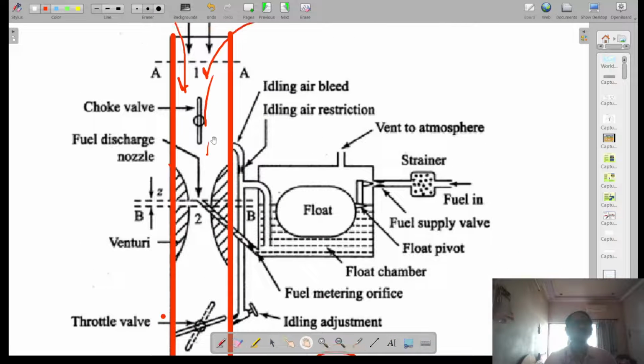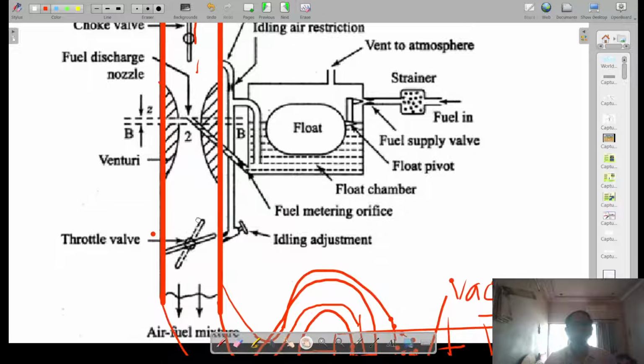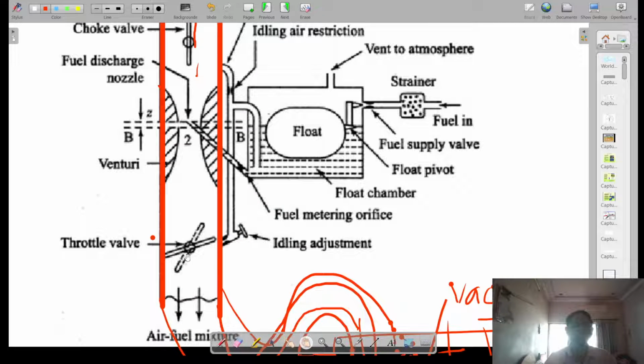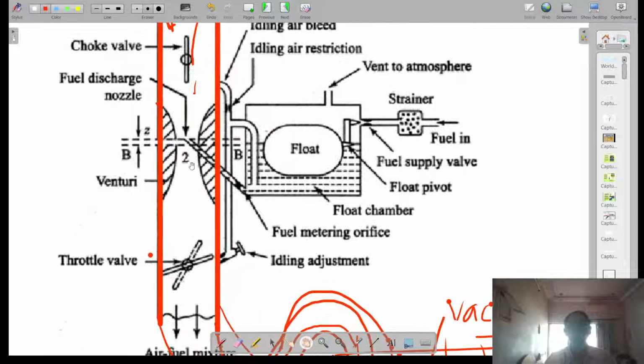You have the choke also. The choke valve is built into the system as a modern component. It is a throttle valve. When you press the accelerator pedal, the linkages press the throttle valve also, and hence you get more air. More air means more vacuum created here, which means more fuel will come at this place. Please remember these things.